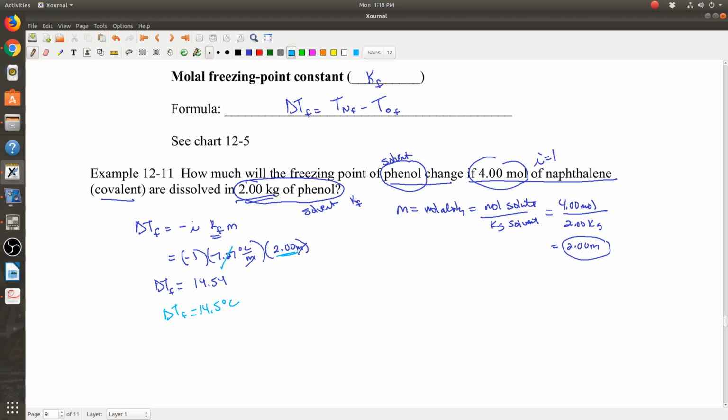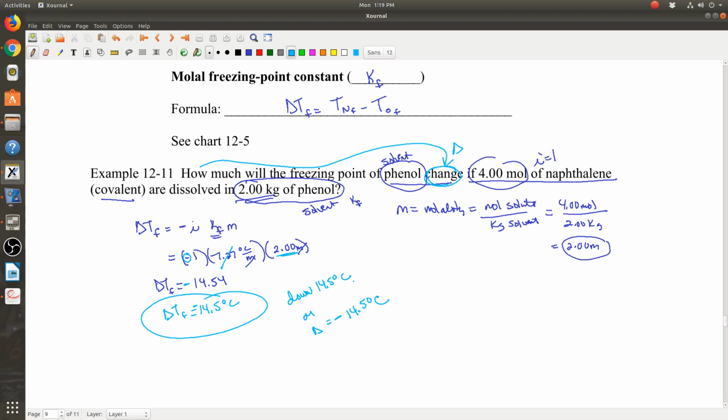Now, what will the freezing point of phenol change? How much will it change? Key word right there, change. So that is the answer. It will change by 14.5 degrees. It will go down, and I have to do the negative sign, so it really is negative 14.5. Don't forget that. That negative sign is super important. It will go down 14.5 degrees Celsius, or the change is a negative 14.5 degrees Celsius. Okay? All right. So that's that one.